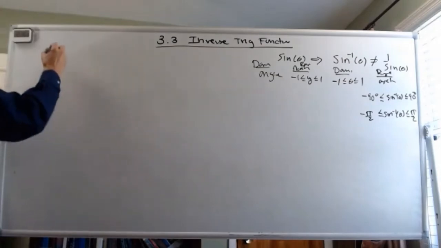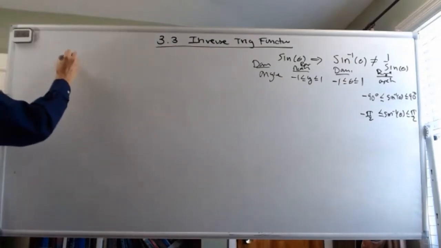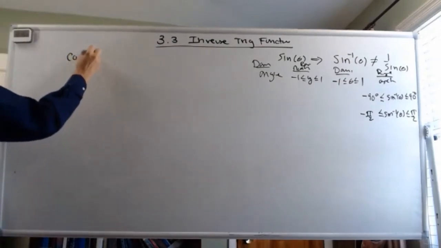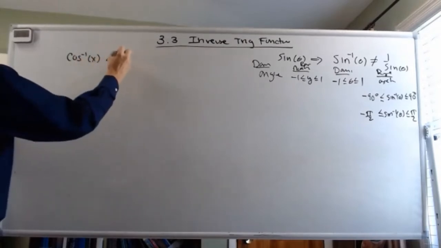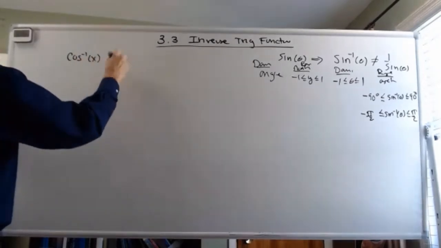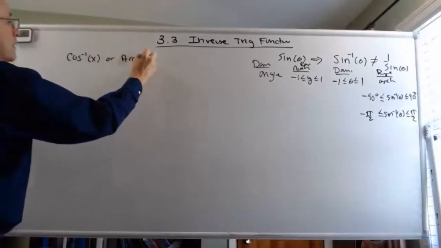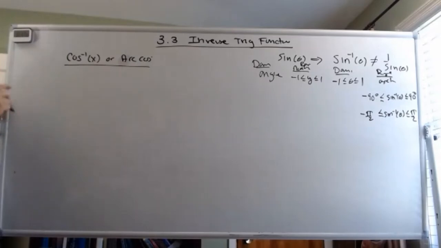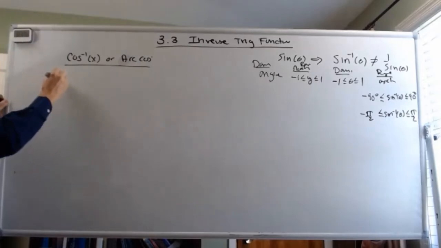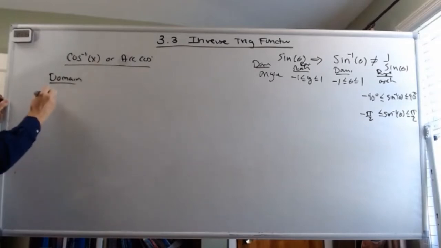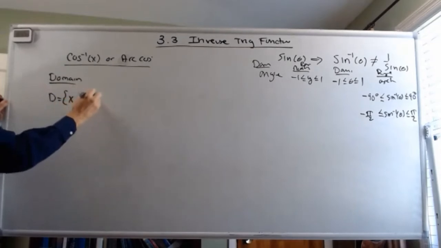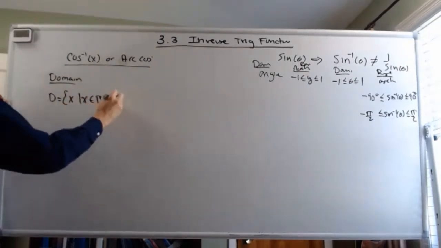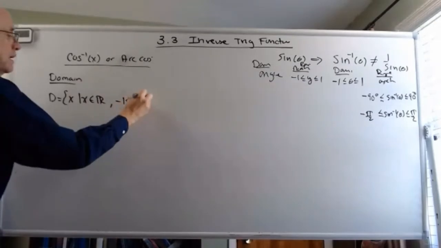So now we're going to look at the cosine inverse, or sometimes we call it the arc cosine. The domain is what we can put in. So the domain for this is very similar to the arc sine. The domain is the set of all elements x, such that x is a real number, but it has to be a real number between -1 and +1.